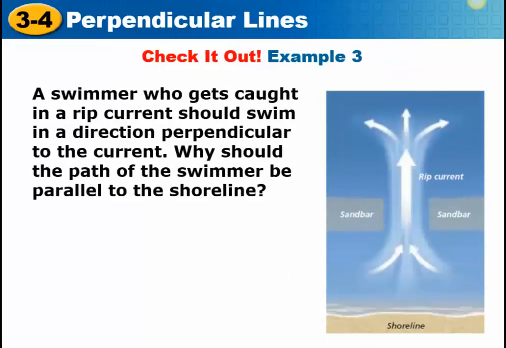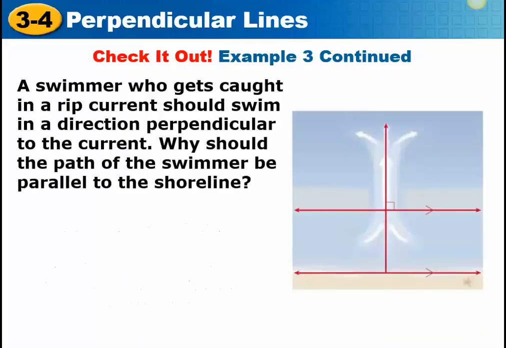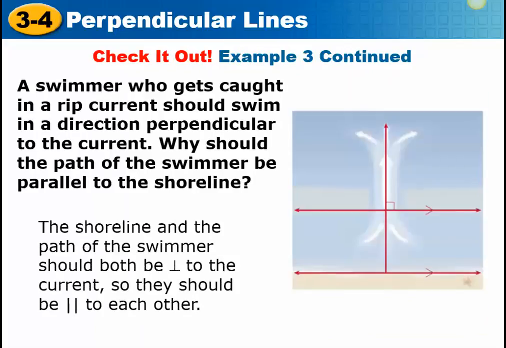In this example, a swimmer who gets caught in a rip current should swim in a direction perpendicular to the current. Why should the path of the swimmer be parallel to the shoreline? So they show the shore, they show the rip current, and they say that you should swim, they should both be perpendicular to the current, so they should be parallel to each other. The real world ones are a little bit tricky to read sometimes, but they're just looking for which theorem would make this be true, basically.